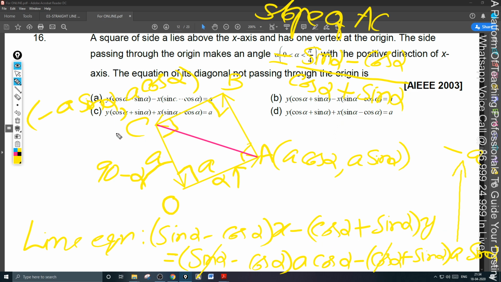But you don't have minus here. Let us see this one. And b is sin alpha minus cos alpha into x, y into cos alpha plus sin alpha is equal to a. That means he multiplied with minus on both sides. Then this becomes plus, this becomes minus, and this becomes plus. So the answer is y into cos alpha plus sin alpha. That is b. Answer is b, please. This is b.